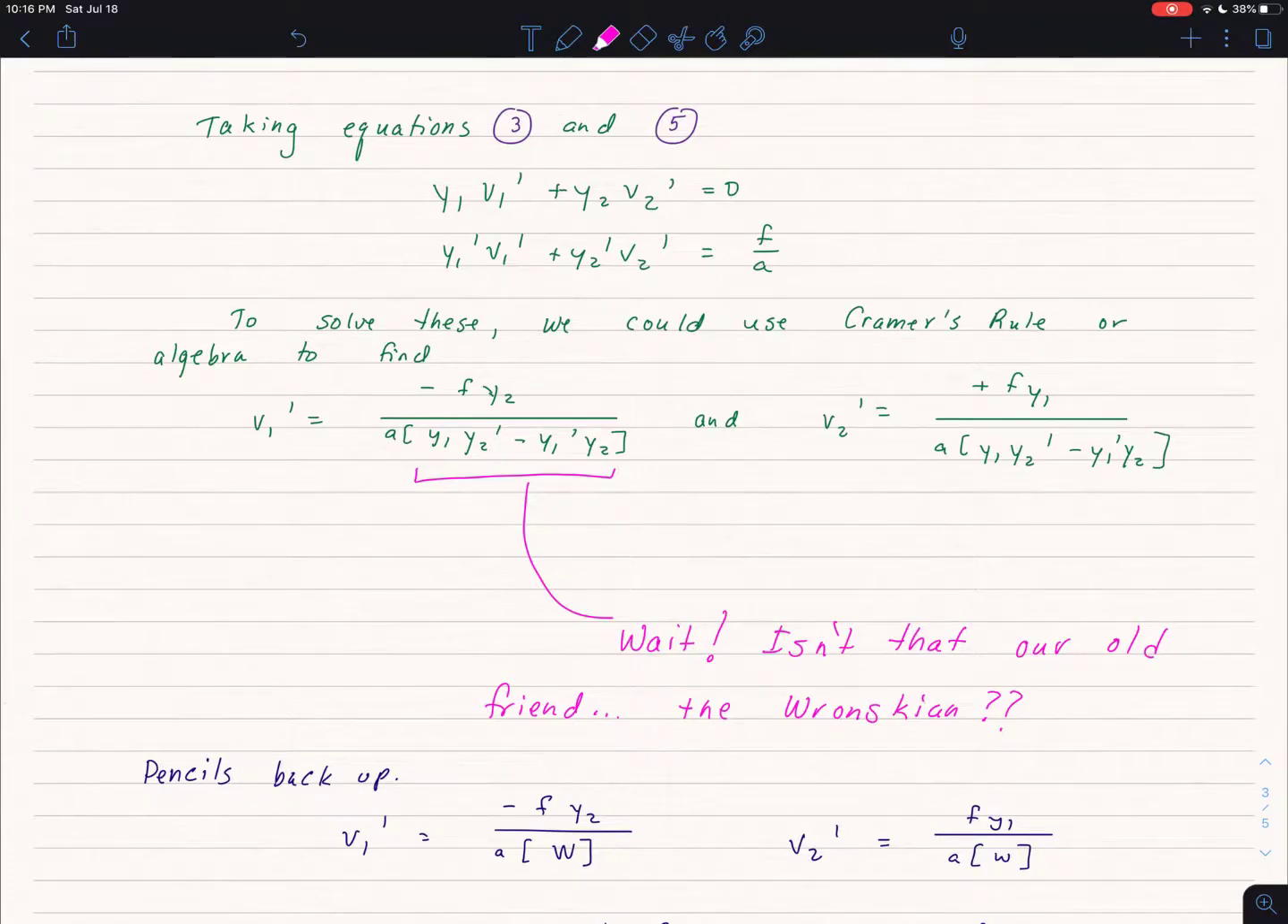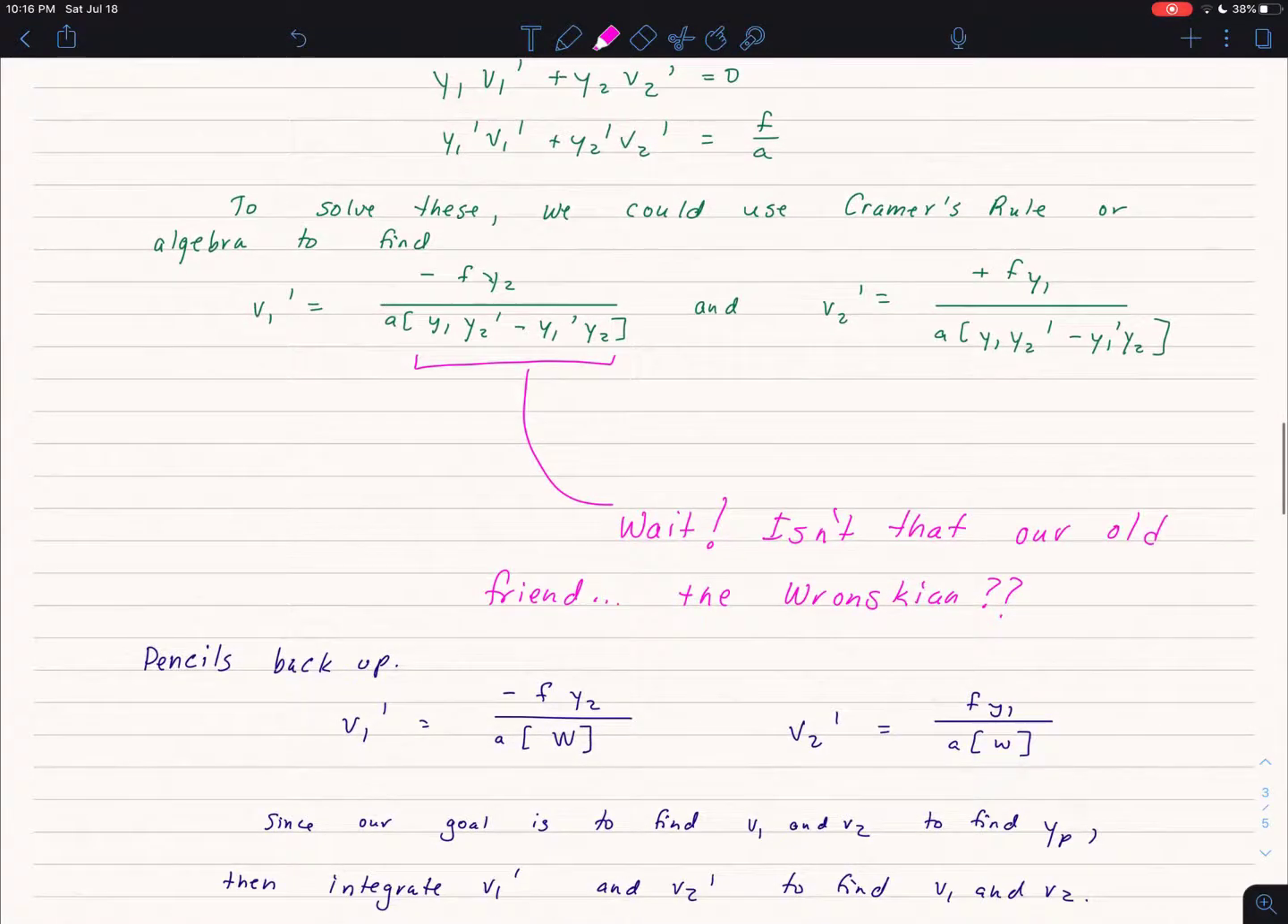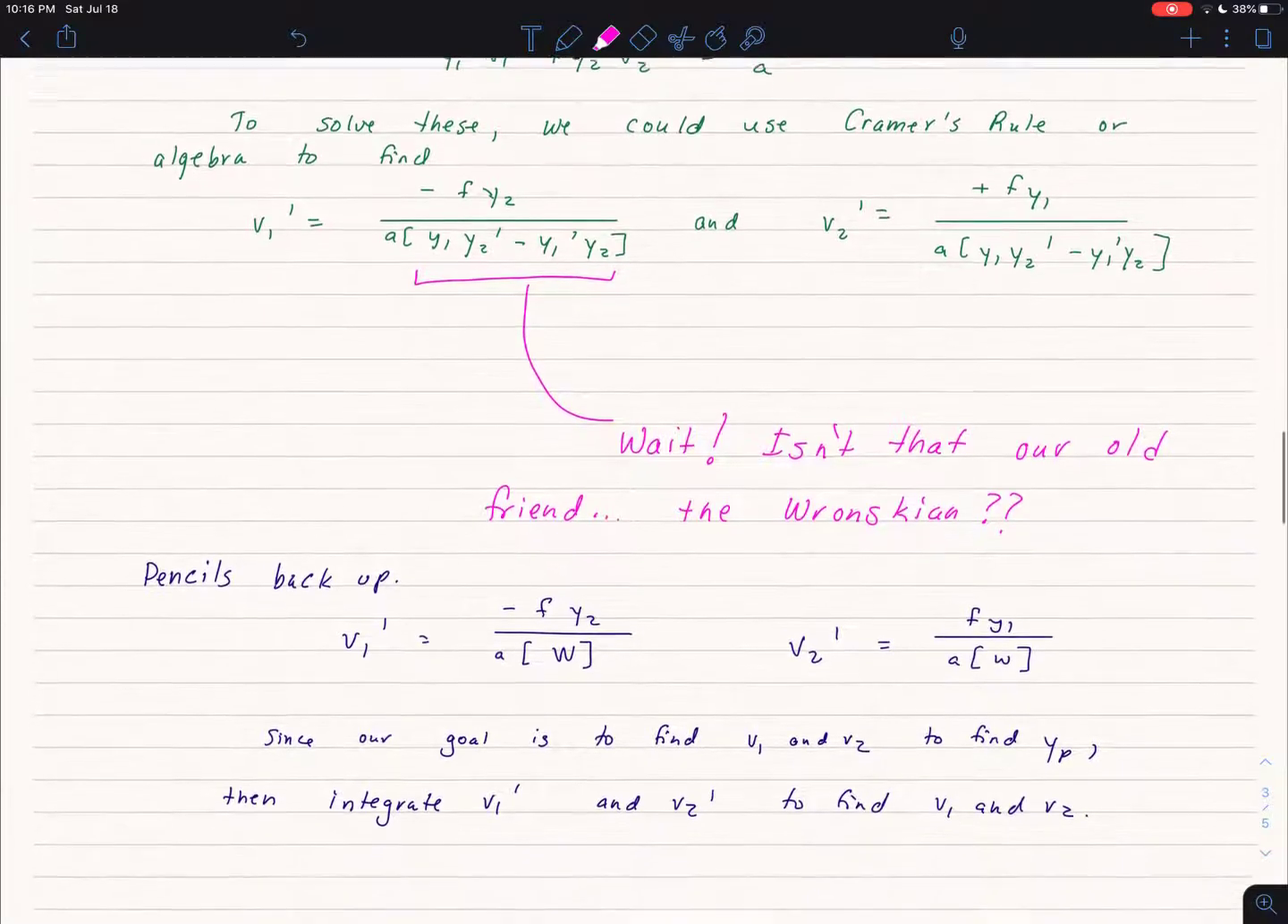v1 prime is equal to negative f y2 divided by a times W, that is the Wronskian, and v2 prime is f y1 divided by a times the Wronskian. So, our goal is to find v1 and v2 because we're going to use those to build our y particular solution. We're going to have to integrate v1 prime and v2 prime to get that v1 and v2.